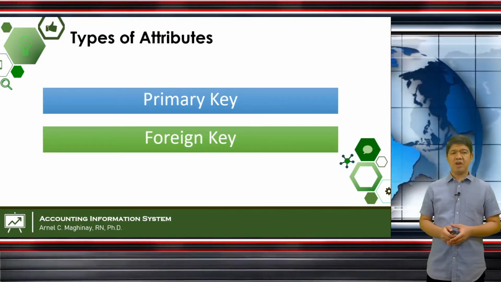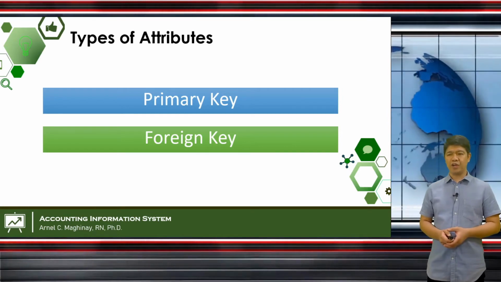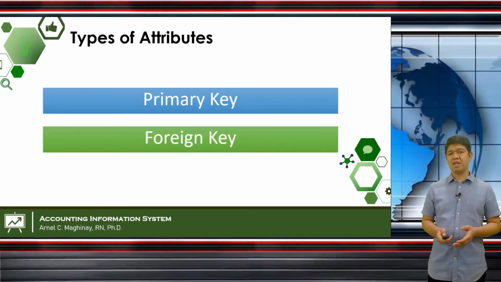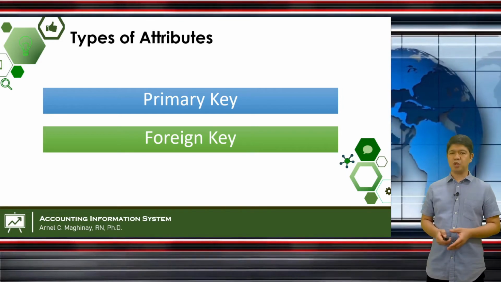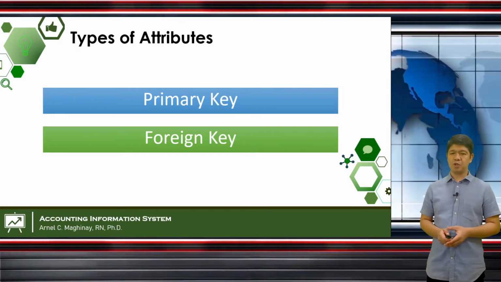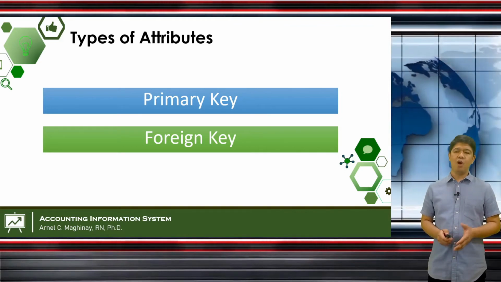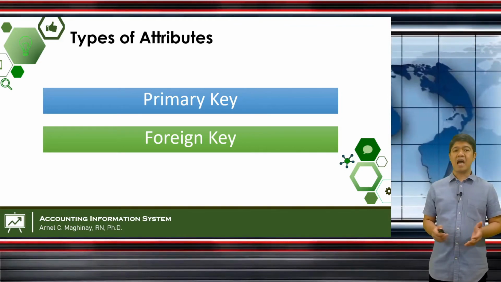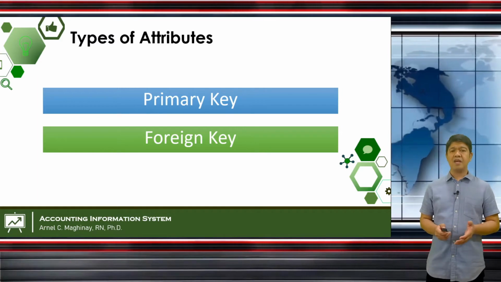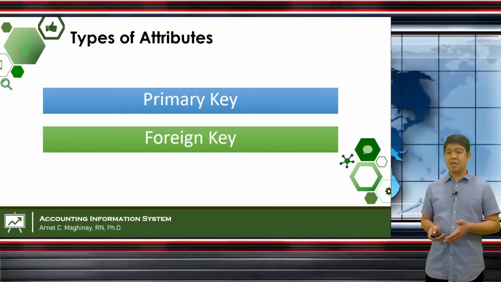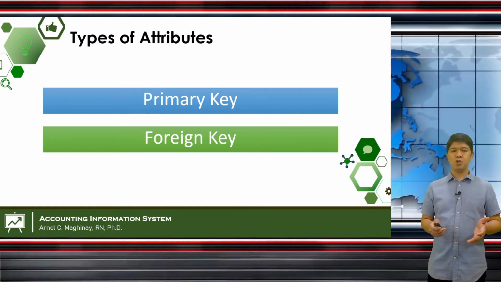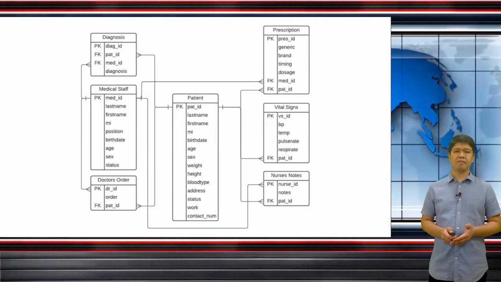So what are the different types of attributes? The different types of attributes are the primary key and the foreign key. A primary key is the database attribute or combination of attributes that uniquely identifies a specific row in a table, while a foreign key is an attribute in a table that is also a primary key in another table and is used to link the two tables.